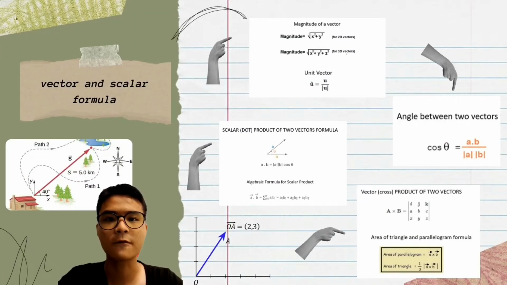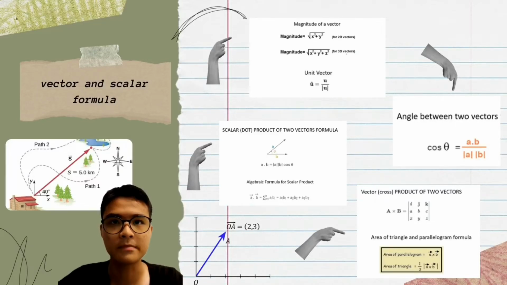I will talk about the formulas related to scalar and vector. The first one, the magnitude of a vector. To find it for a 2D vector, the formula we will use is magnitude equals square root of x squared plus y squared. And for 3D vectors, the formula is magnitude equals square root of x squared plus y squared plus z squared. And to find the unit vector, the formula is u over magnitude of u.